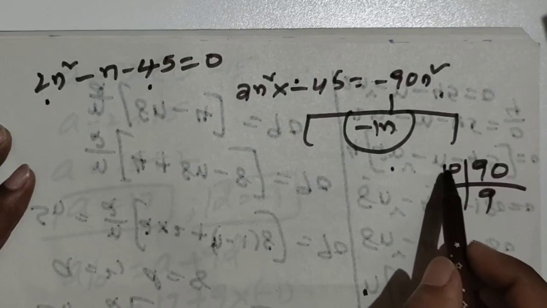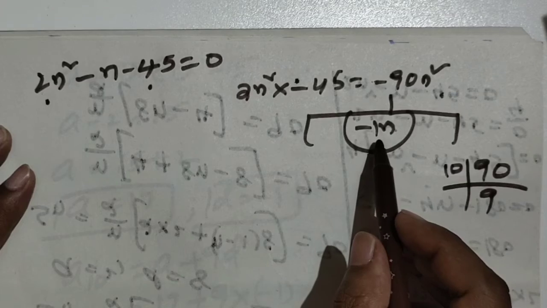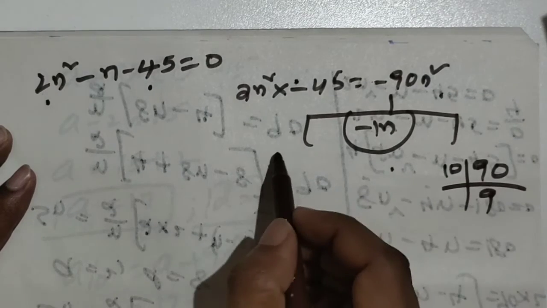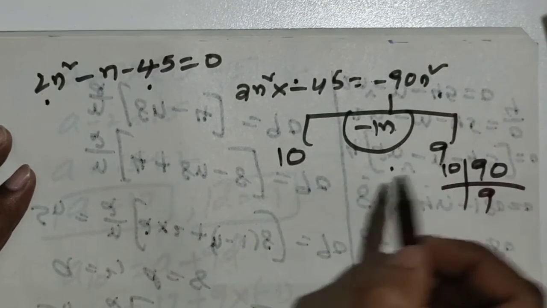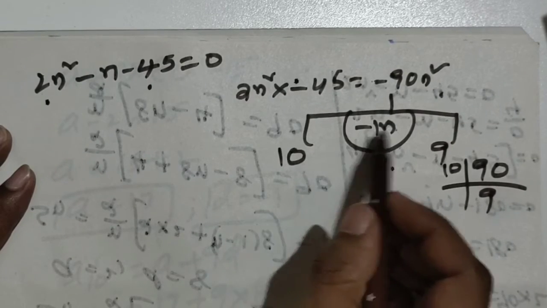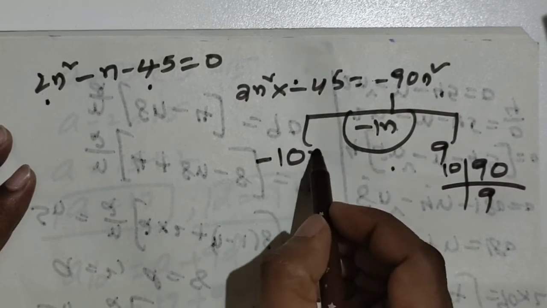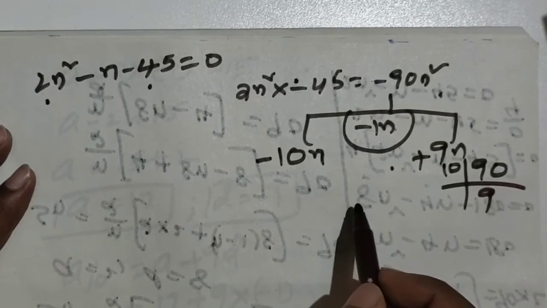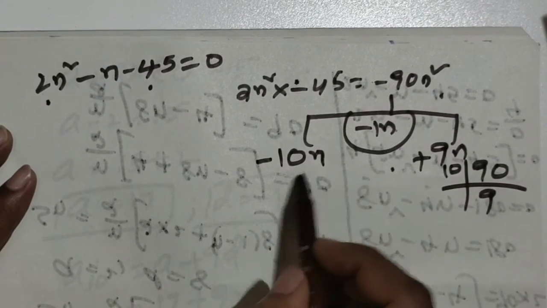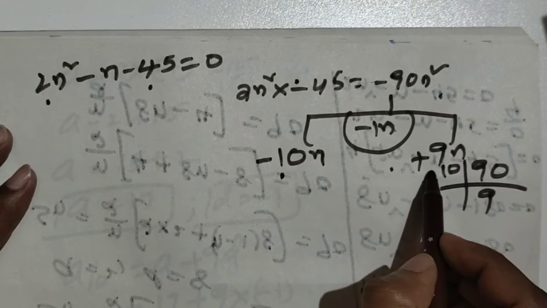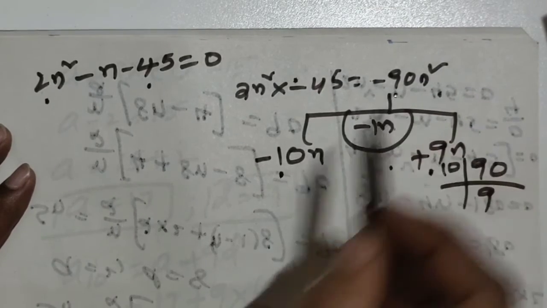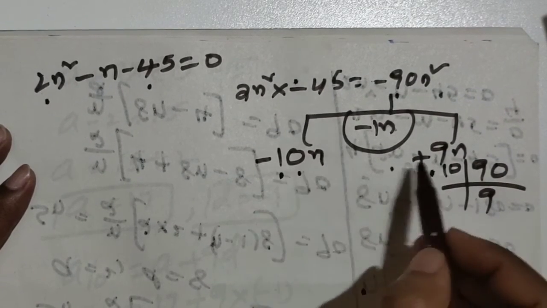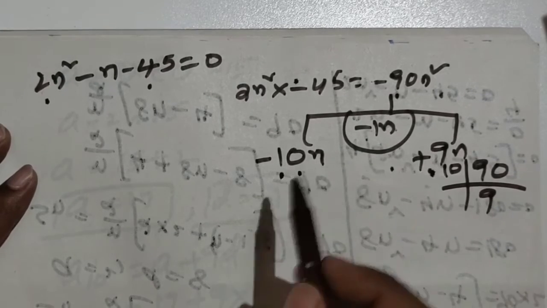Why? Because the difference of 10 and 9, we get what? 1. So write here 10 and 9. To get exactly minus 1n, we have to apply minus 10n plus 9n. Just check it out: minus 10n into plus 9n is minus 90n square, and minus 10n plus 9n is minus 1n. So like this we have to split.